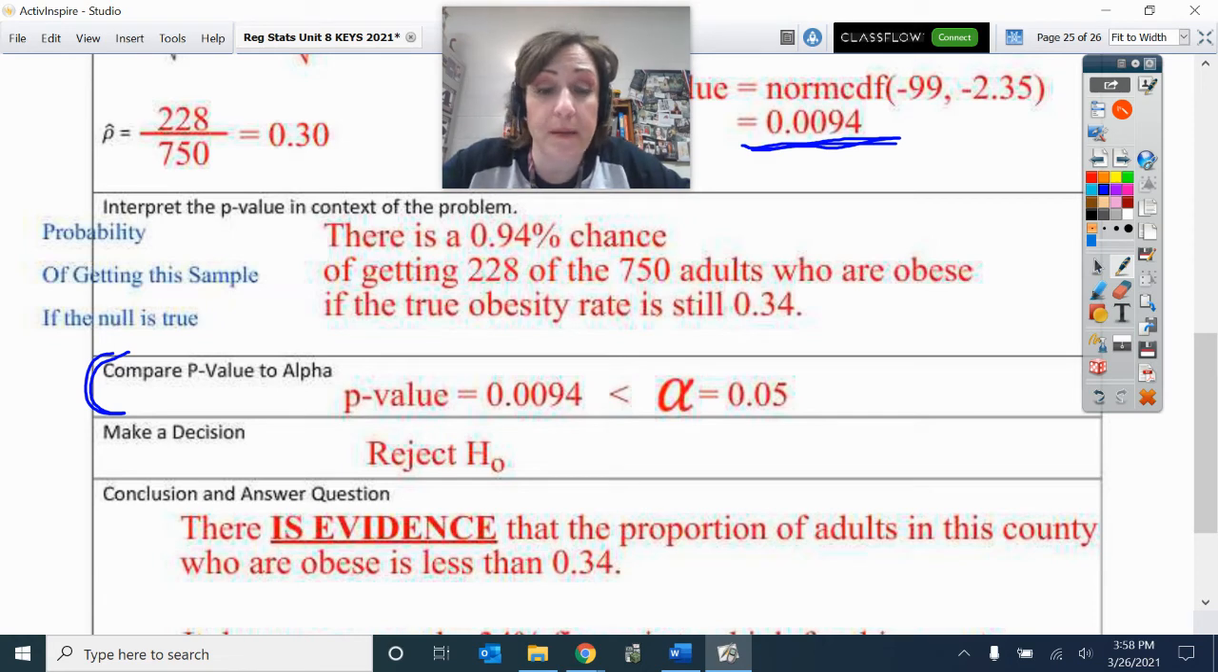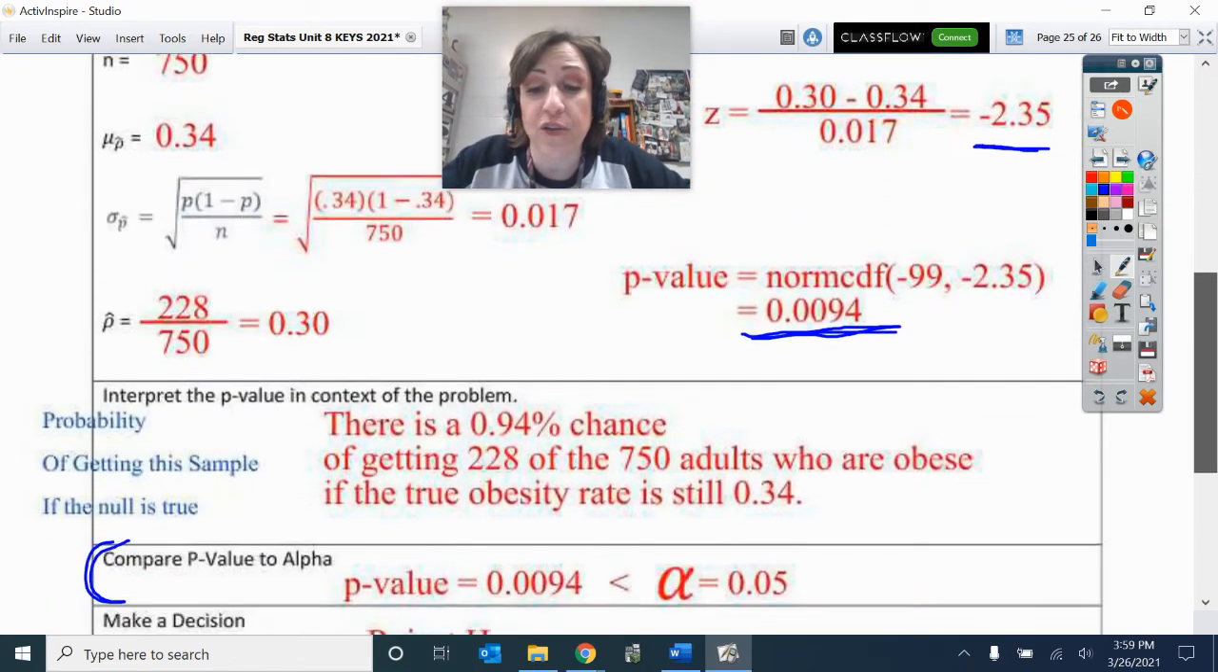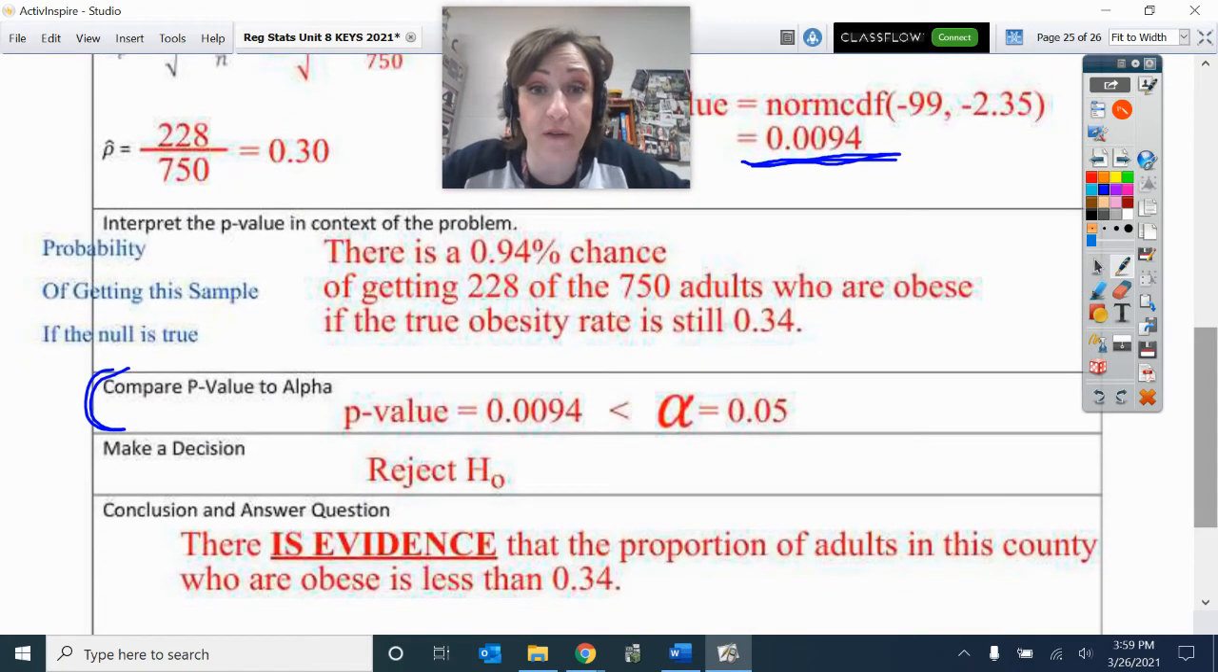So I'm going to jump to there. I'm going to skip that interpret-the-p-value part for a moment. My p-value of 0.0094 is less than alpha of 0.05. See up here, if I read, they did not give me a different significance level. Remember, that's the key words. So therefore, the alpha is still 0.05.